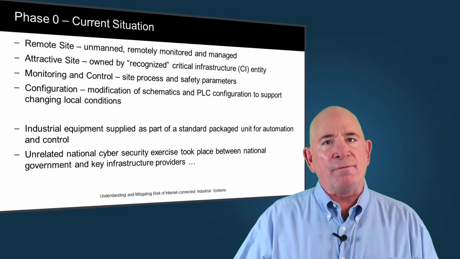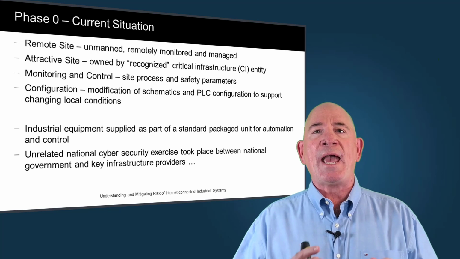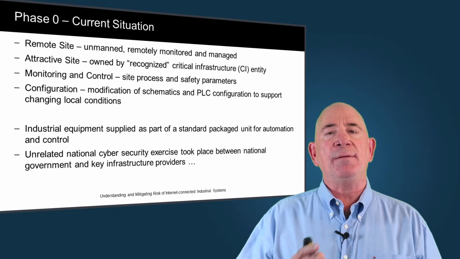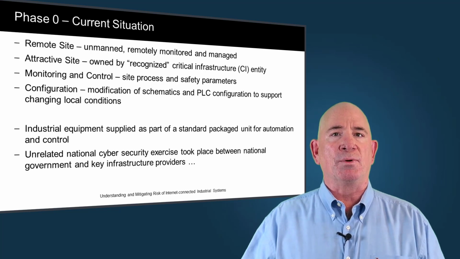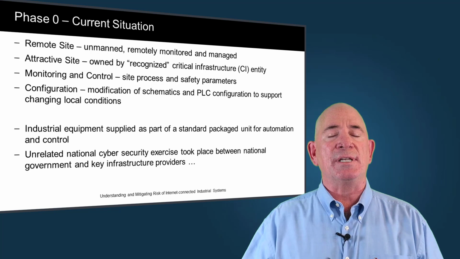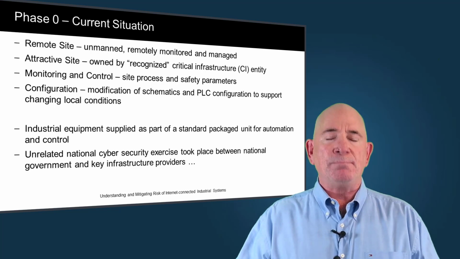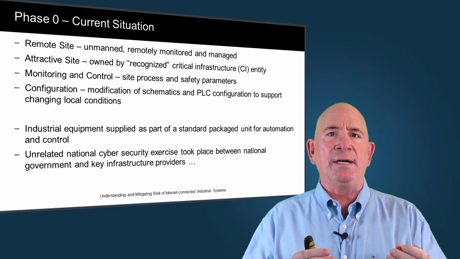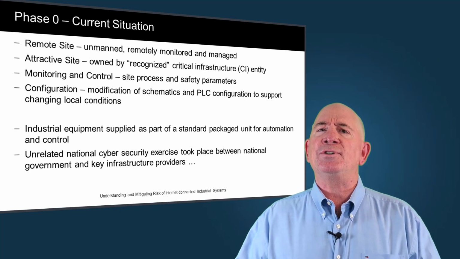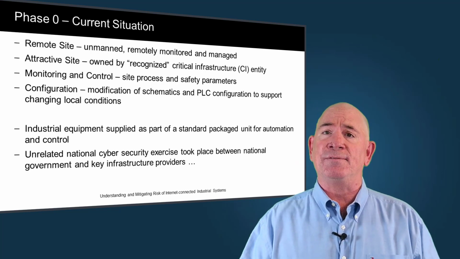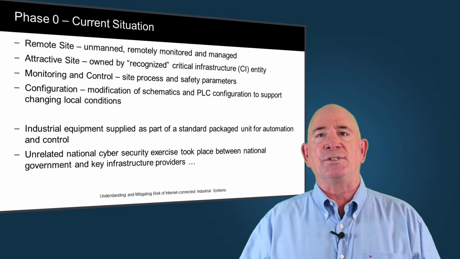There's a background that's important for you to understand as we move forward in this. So here's the scenario. We have a remote site that's unmanned but remotely monitored and managed by a managed service provider. So what happens is this is an actual manufacturing or industrial process, and it's in a very much remote area, difficult to get to, and it's very small in size. But what's very interesting is that this site is considered an attractive site because it happens to be owned by a recognized critical infrastructure entity.